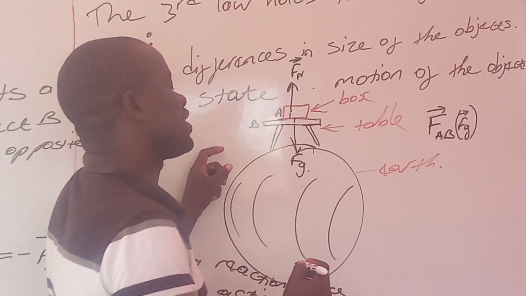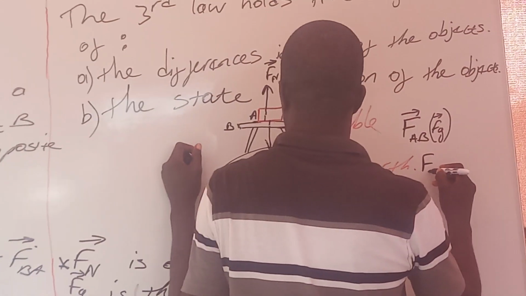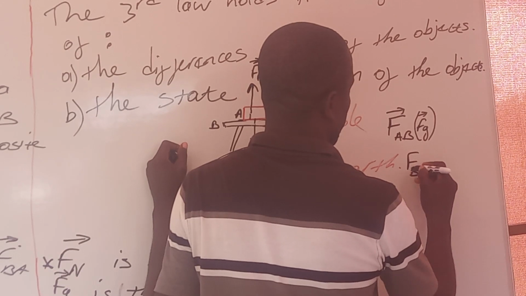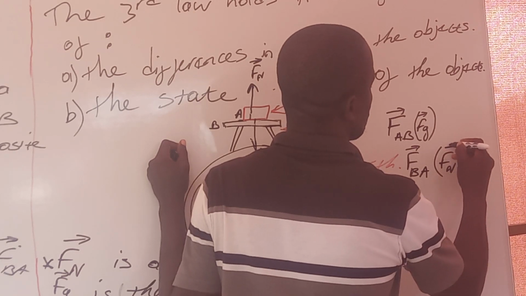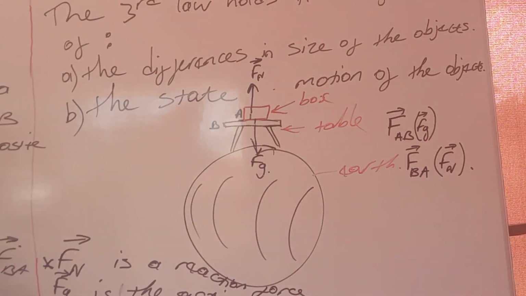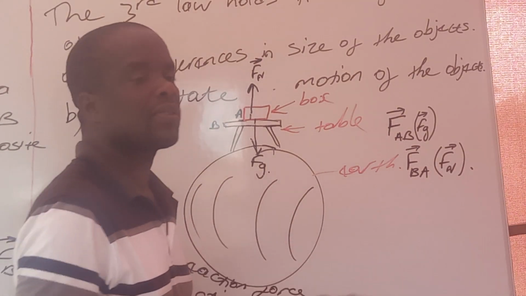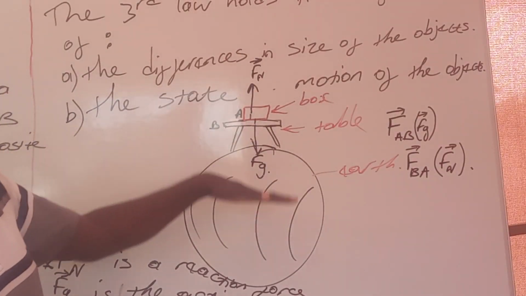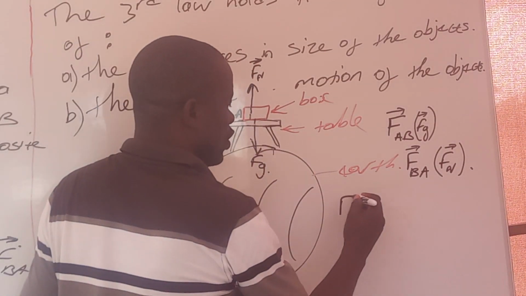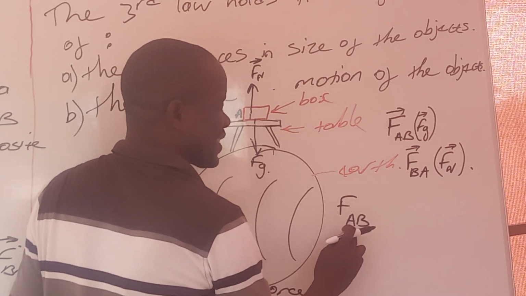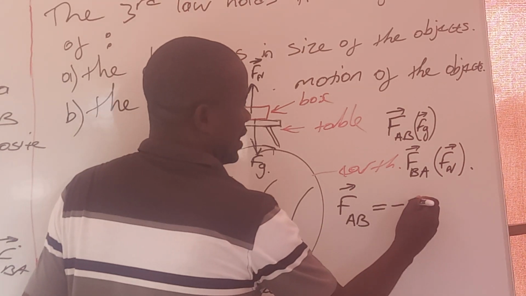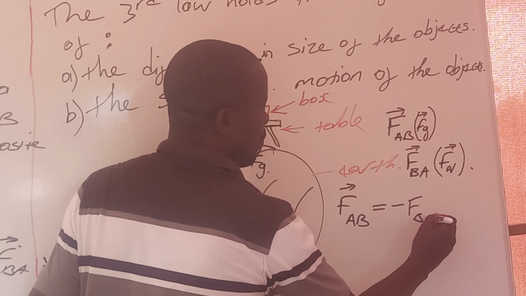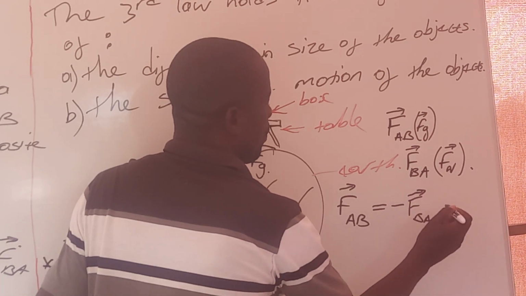Now, the force that the table is exerting on the box, we've got a name for this now. That's what we call our normal force, right? The force that the table is exerting on the box is our normal force. And in this particular case, because our box is not moving up and down, the force that the box is exerting on the table is equal in size but different in direction to the force that the table is exerting on the box, like that.